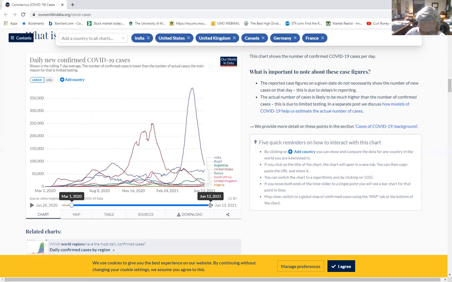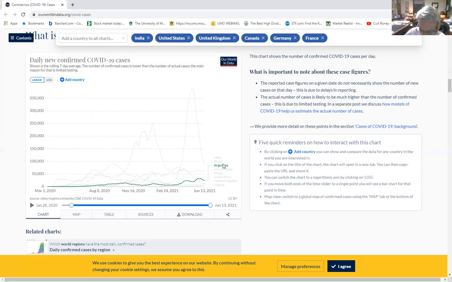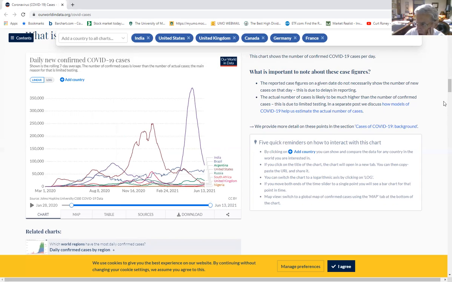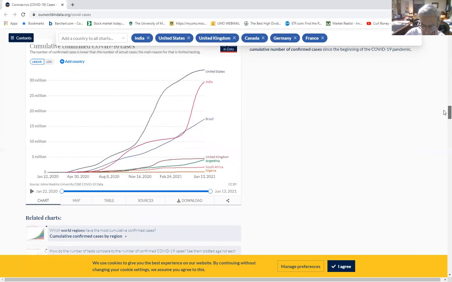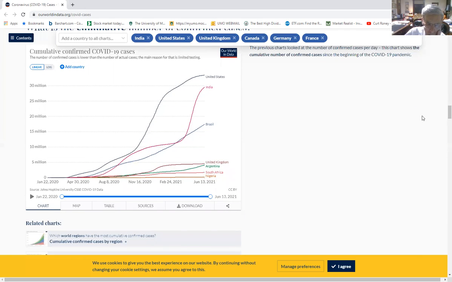I think that's probably it, although we can take a look at Argentina. And that doesn't look very impressive, even though it turned out to be. Okay, so we'll move on now to the cumulative. So this is the total of cases over time that have been recorded. And again, I want to emphasize have been recorded.